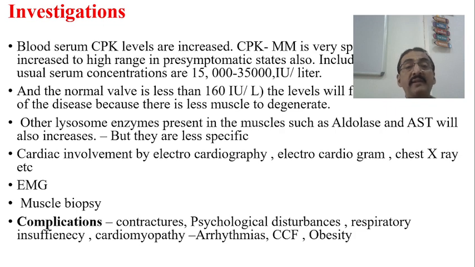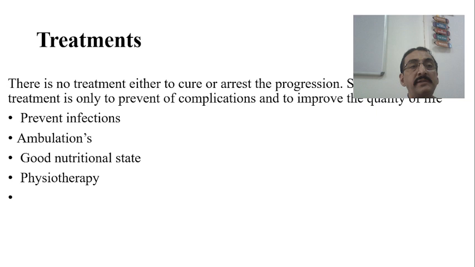And the other lysosomal enzymes present in the muscles, such as aldolase and AST, will also increase at times, but they are less specific. Cardiac involvement is assessed by electrocardiogram, chest X-ray, etc. EMG and muscle biopsy, this part we have already seen. Now looking into the treatment, there is no particular treatment or cure or arrest of the progression. So the aim of the treatment is only to prevent the complications and improve the quality of life. The main principles are to prevent infections, postpone the loss of ambulation, maintain a good nutritional state, and physiotherapy.